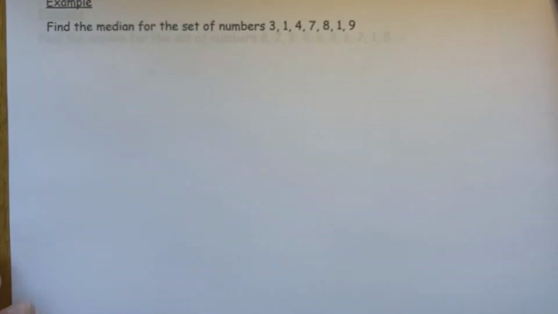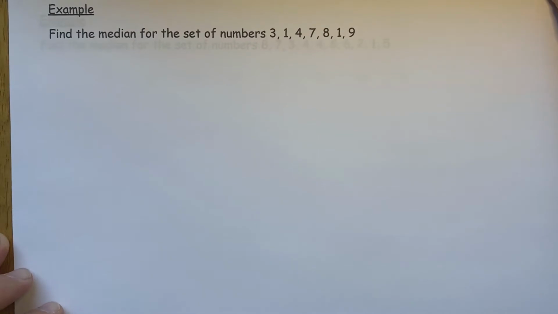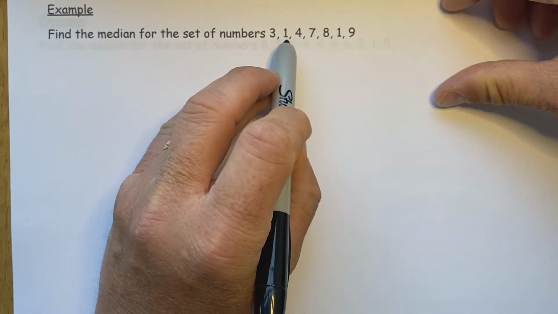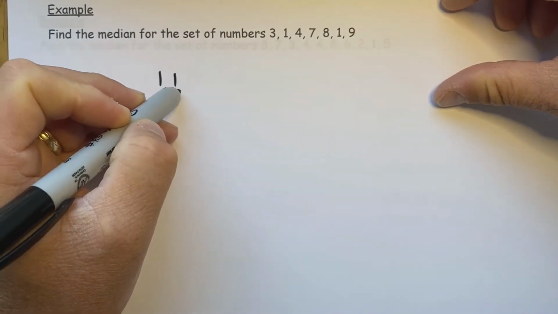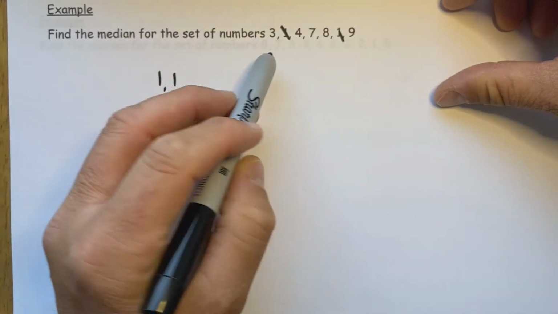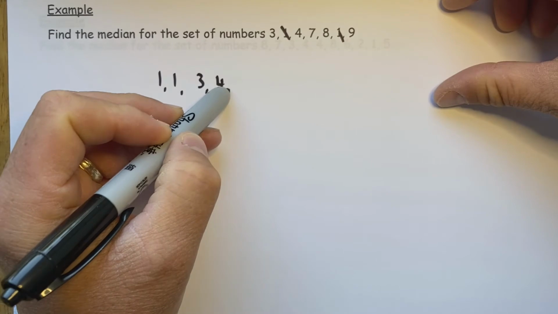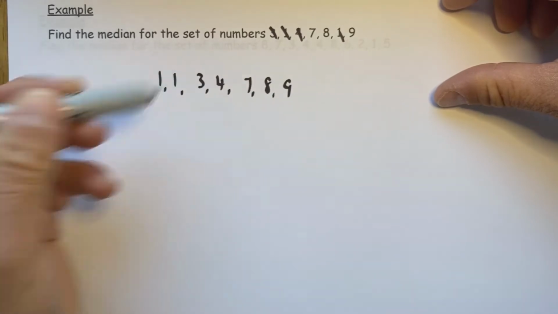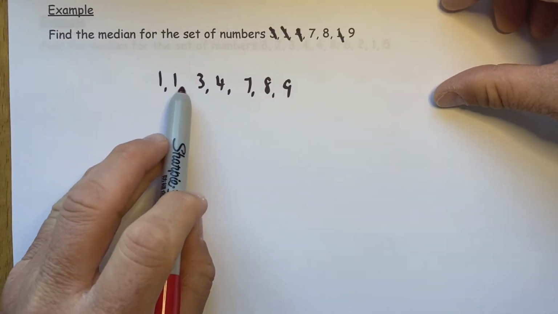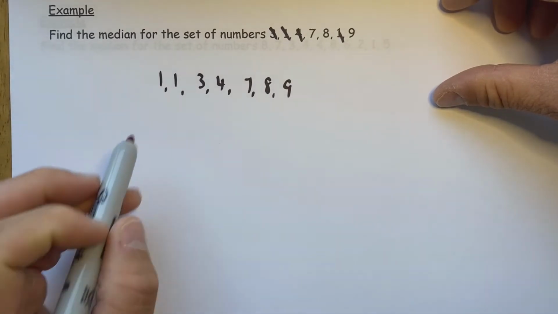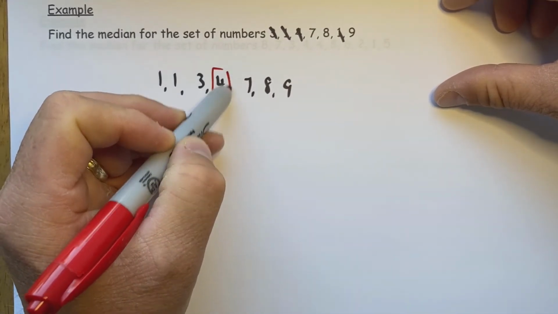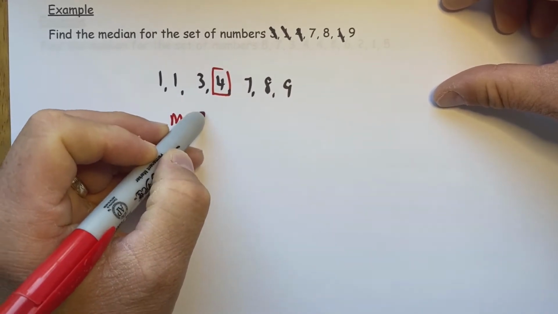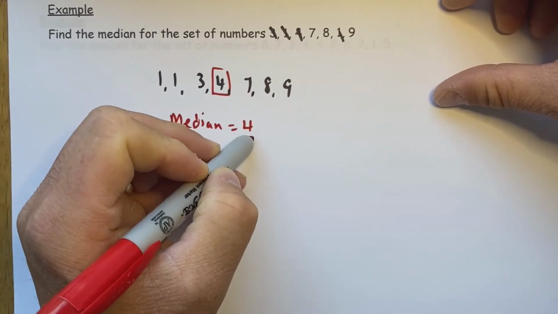So here's an example. To work out the median of these numbers, we first of all must make sure that they are, as I said, in numerical order. We have a 1, we have another 1. Next number up is a 3, then a 4, then we have a 7, an 8, and a 9. Now we have a total of 1, 2, 3, 4, 5, 6, 7 numbers. The middle number is 4, which leaves us with 3 numbers each side, so the median is 4.